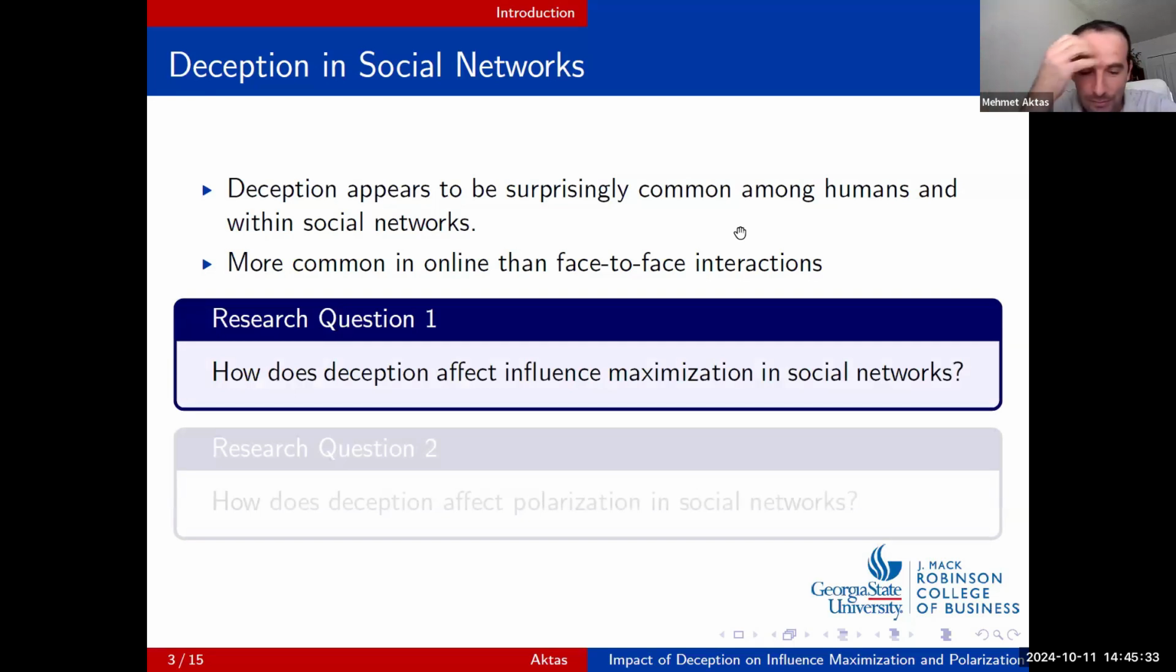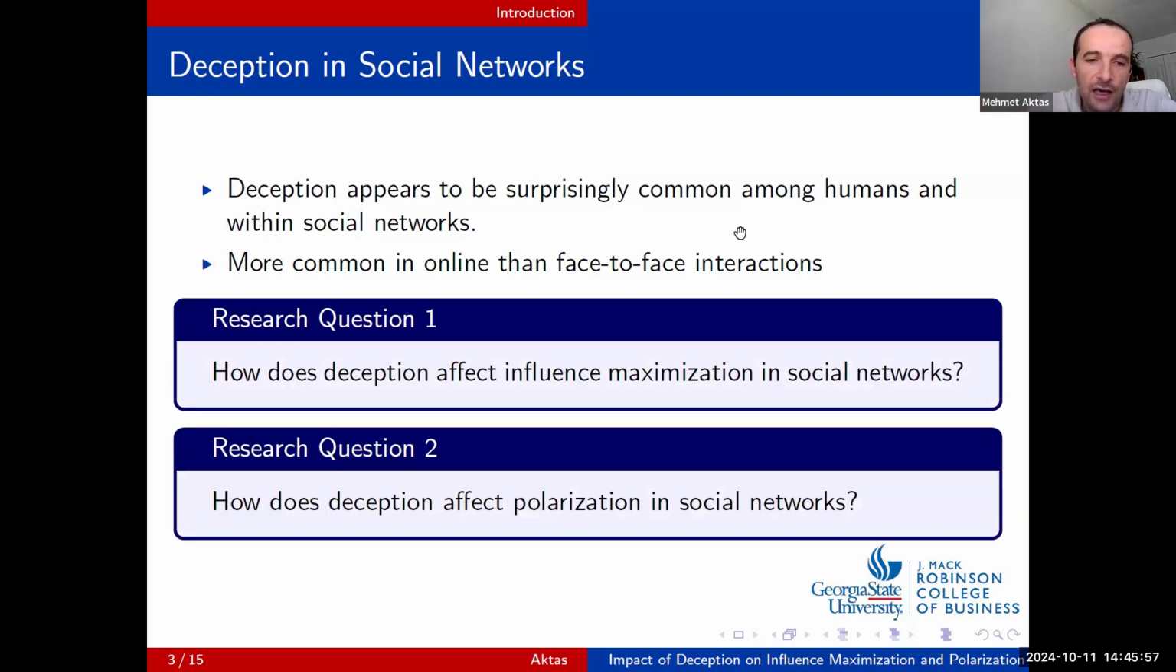So what did we do in our research project? We asked these two questions. How does deception affect influence maximization in social networks? In other words, if people lie in social networks, are they becoming more influential? And when I say influential, I mean whenever they make a post, their post is reaching many people in a short amount of time. And the second research question we asked is, how about polarization? How does deception affect polarization? So if people lie in social networks, is the social network becoming more polarized or not?